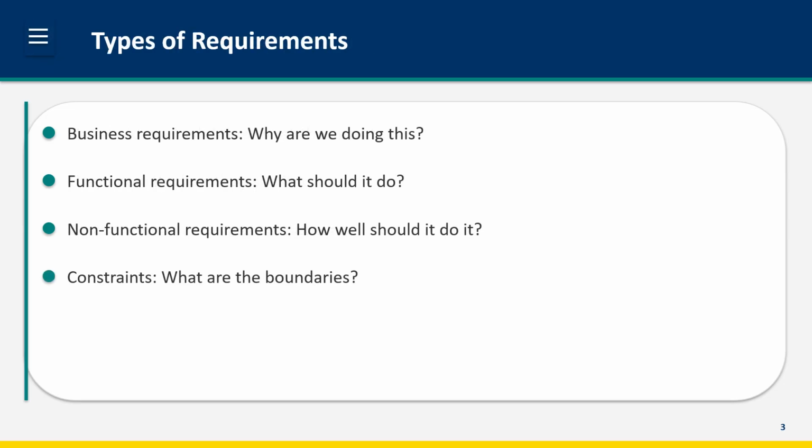Before we dive into techniques, let's clarify the types of requirements. Business requirements answer why we're doing the project. They connect to organizational goals and value creation. Functional requirements describe what the solution should do. These are the features and capabilities. Non-functional requirements describe how well it should do it. Performance, security, usability, reliability. Constraints are the boundaries within which we must operate: budget limits, timeline constraints, technology restrictions, regulatory requirements. Confusing these types leads to confusion in the project. Keep them separate and clear.